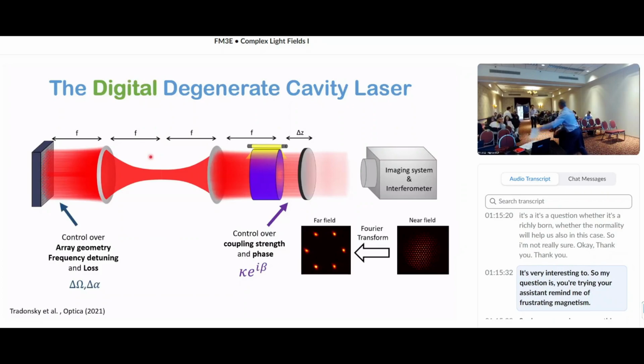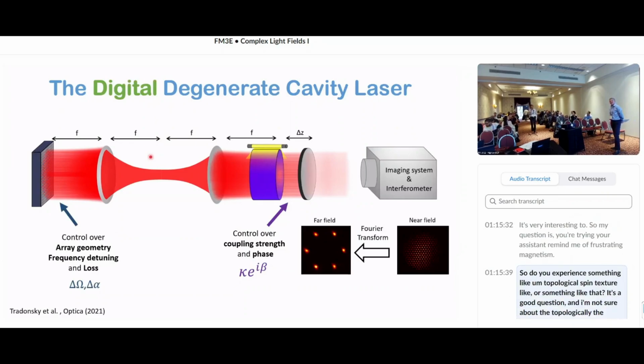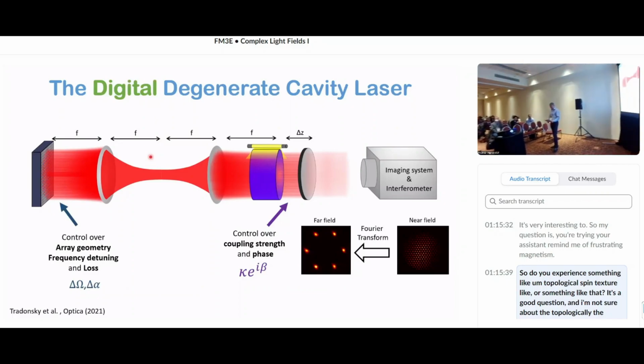It's a very interesting talk. My question is, your triangular system reminds me of frustrated magnetic systems. So do you expect something like topological spin textures, like skyrmions or something like that? It's a good question. I'm not sure about the topological nature of this system. It's certainly a direction that we want to pursue. So I have no smart answer about topological invariants or edge states.